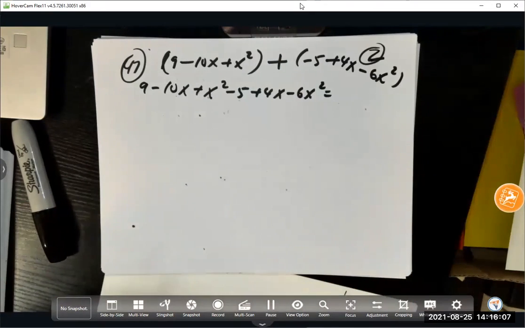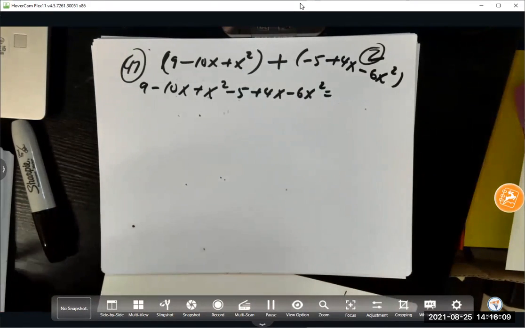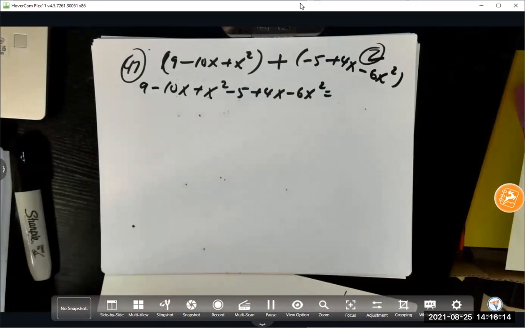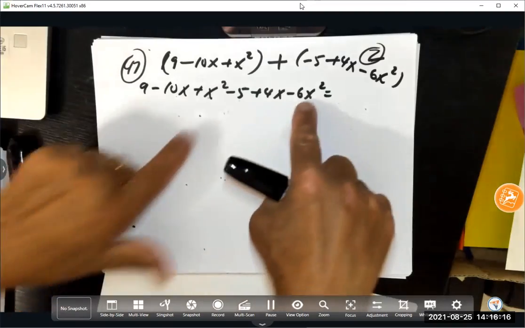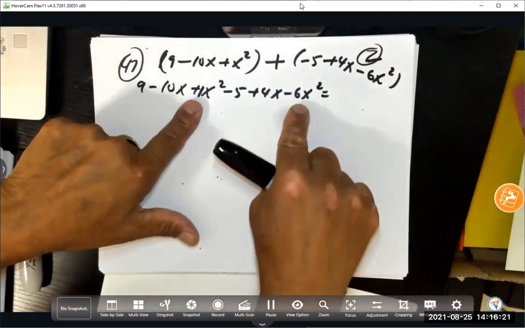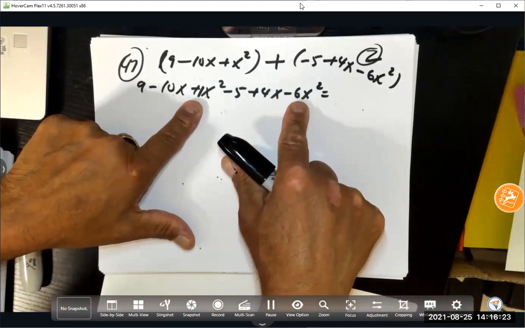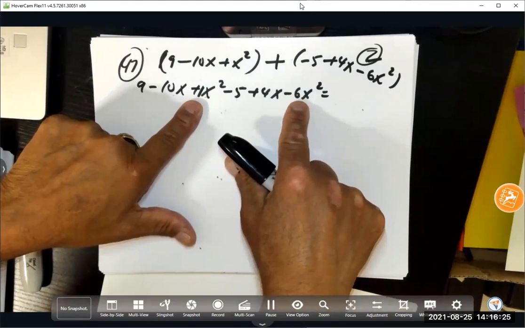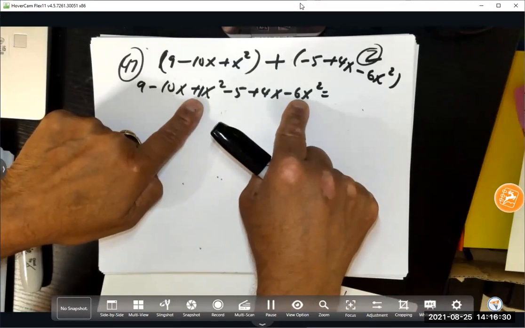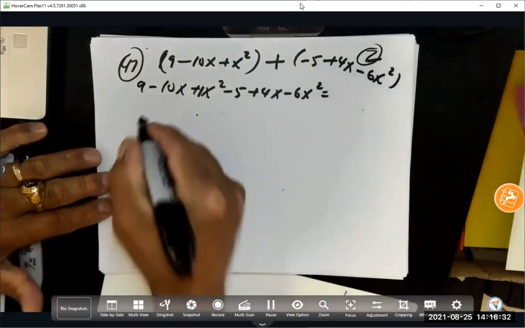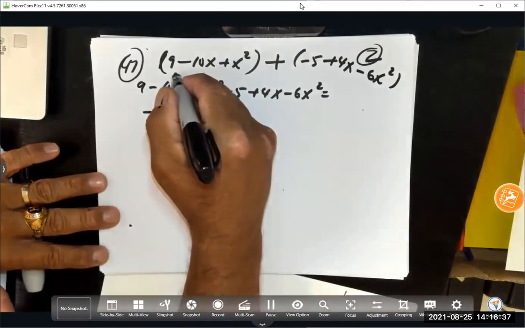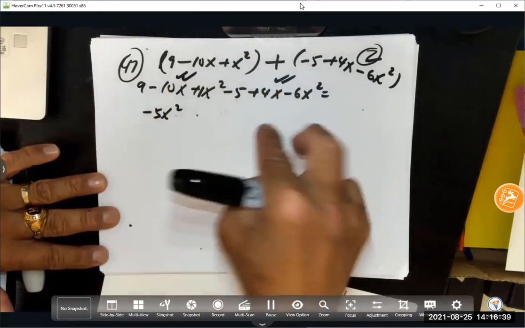Step number 1. Step number 2: I'm going to put the same letters with the same letters. I have squares and squares. So we use the calculator. What's 1 minus 6? Give me an answer. 1x squared minus 6x squared is -5x squared. Got it. And what about a -10 and a +4? What's that going to be?